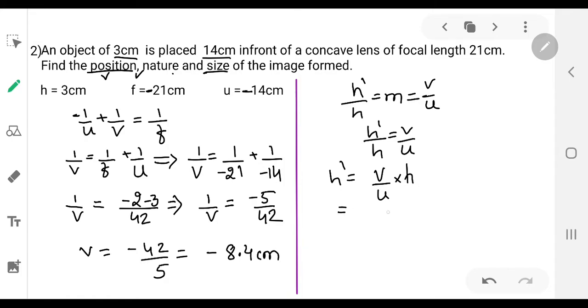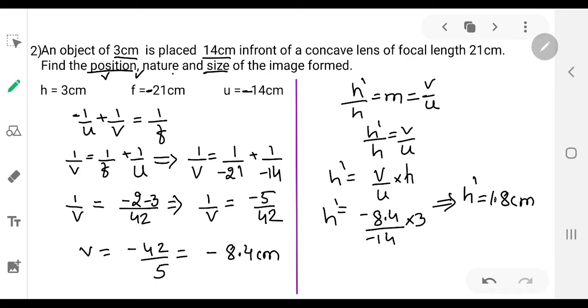Substitute the values. v is -8.4 divided by u, which is -14, into 3. h' is equal to 1.8 centimeter. So h' is 1.8 centimeter. Look at the sign of h'. Is it positive or negative?